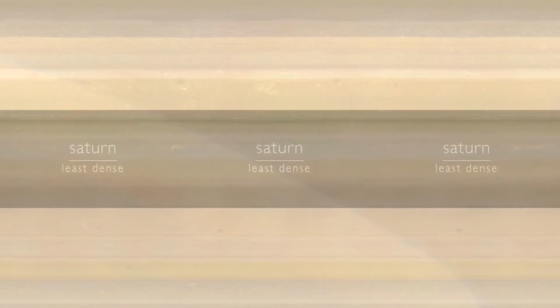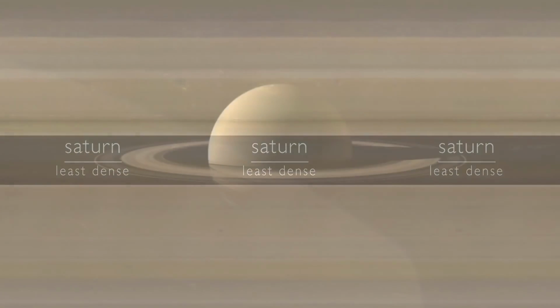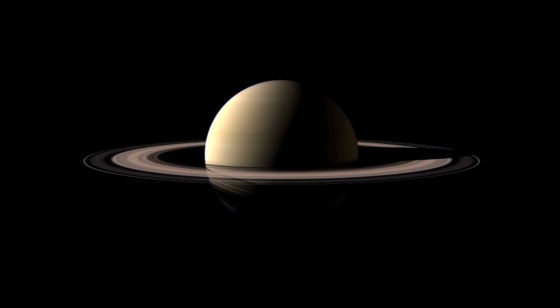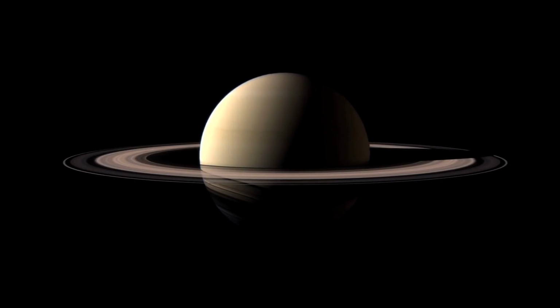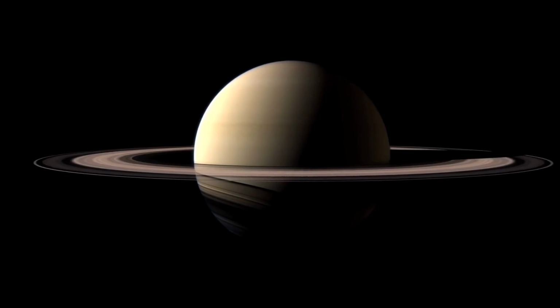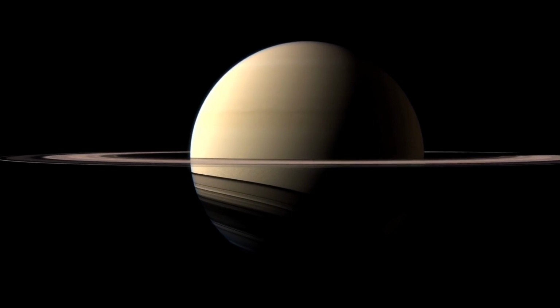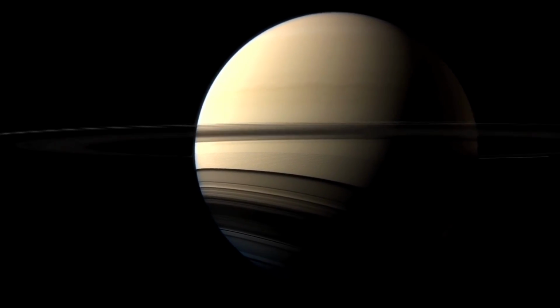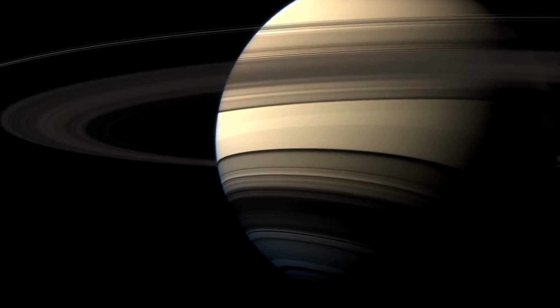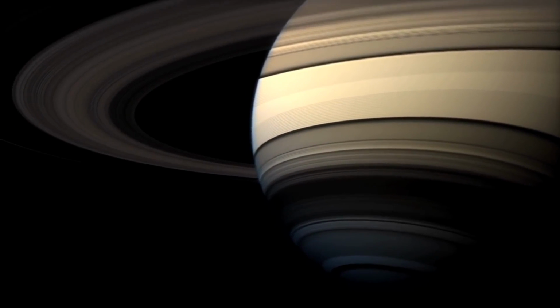Saturn is a gas giant with a very large ring system. Its atmosphere is 96% hydrogen and 4% helium. On average, its temperature is 95 Kelvin at the cloud tops, and it has a very low density.